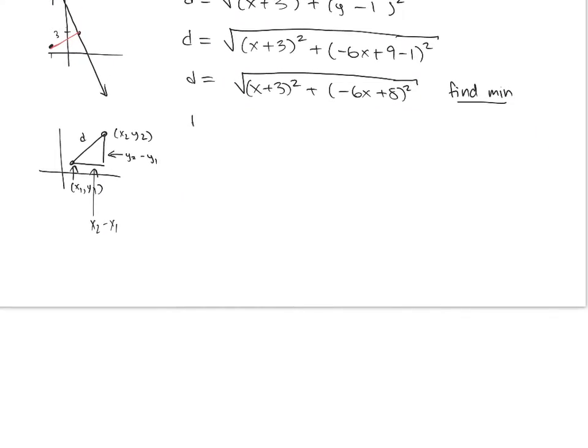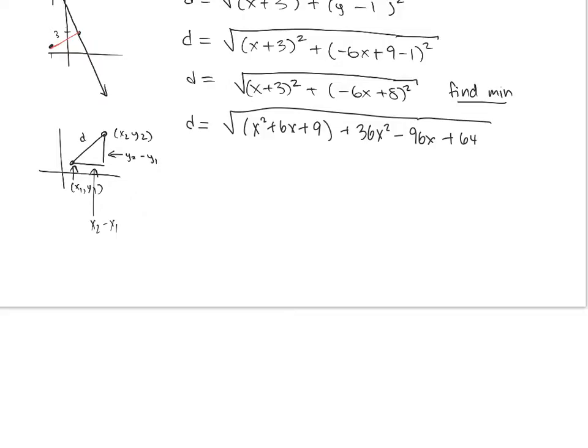So what is x plus 3 squared? And then negative 6x plus 8 squared is 36x squared, I think minus 96x plus 64. It wouldn't, because negative 6 times negative 6 makes positive 36. Do you agree with my 96?